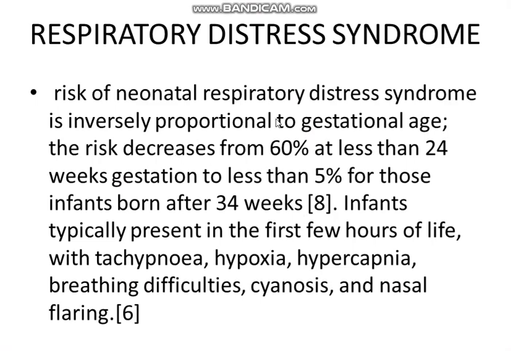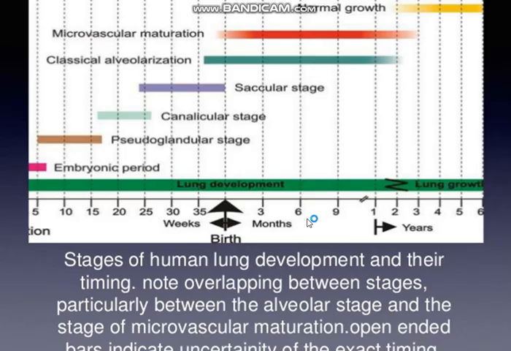The risk of neonatal respiratory distress syndrome is inversely proportional to gestational age. Risk decreases from 60% at less than 24 weeks gestation to less than 5% in infants born after 34 weeks. Infants typically present in the first few hours of life with tachypnea, hypoxia, hypercapnia, breathing difficulty, and cyanosis.